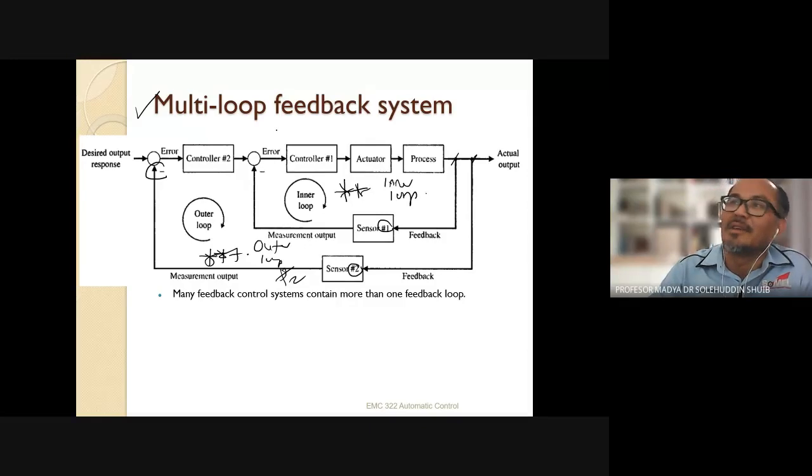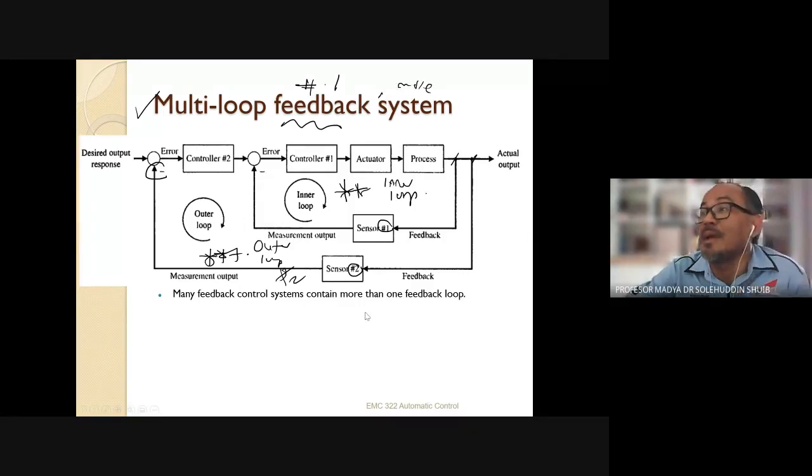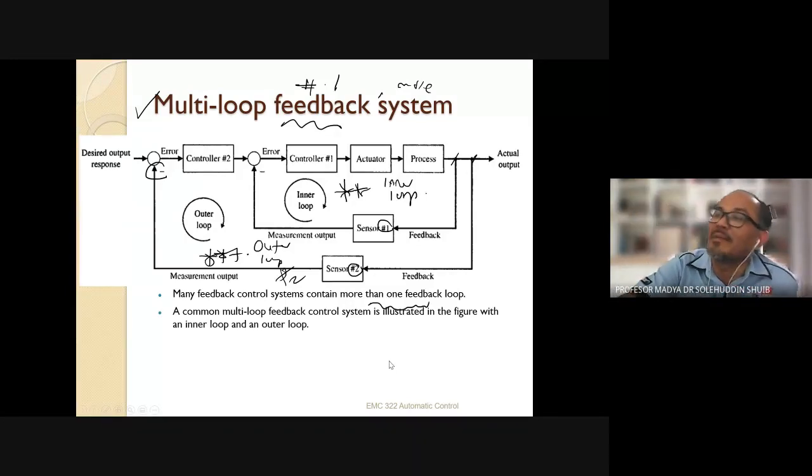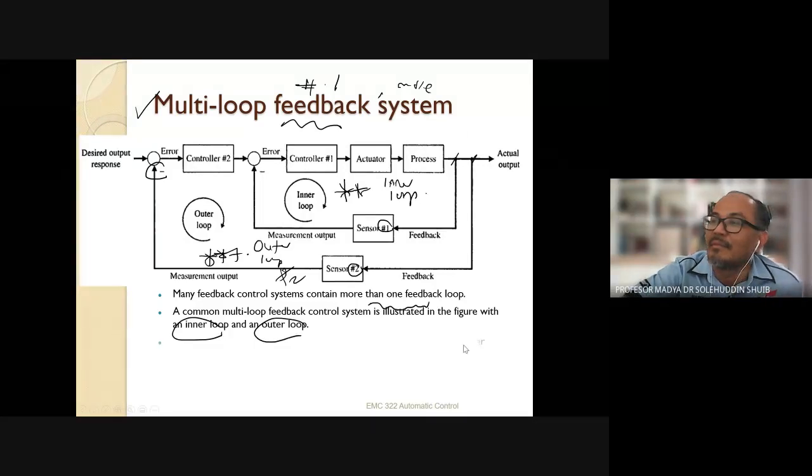So when we have a feedback system, we do not necessarily have only one feedback. It can be more than one feedback loop. The common multi-loop feedback that we illustrate in the figure has an inner loop and an outer loop.